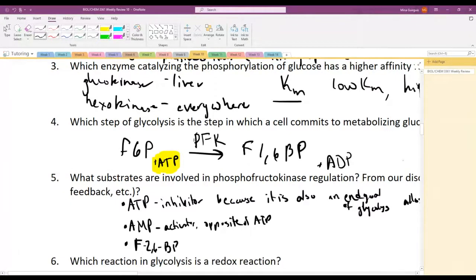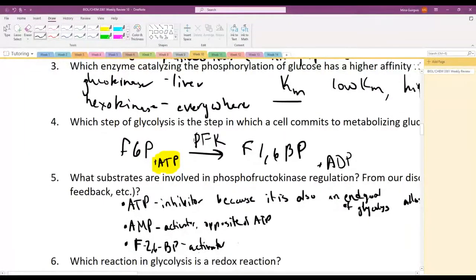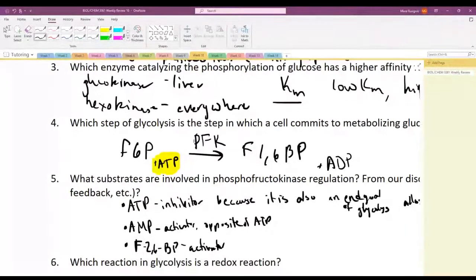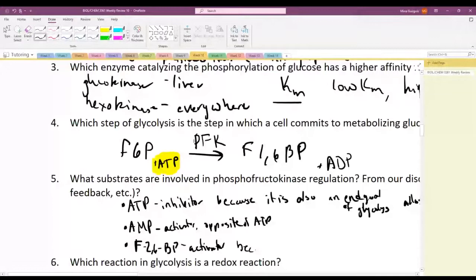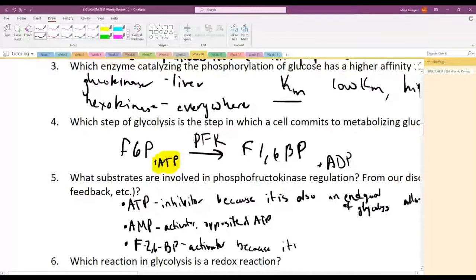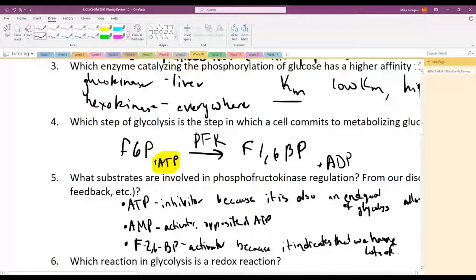So it's an activator. It's an activator because it indicates that we have lots of glucose. All right.